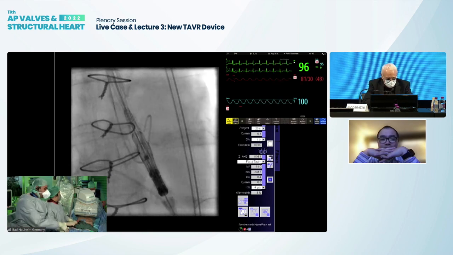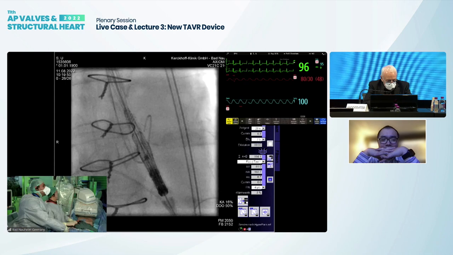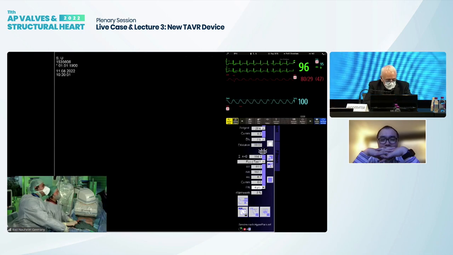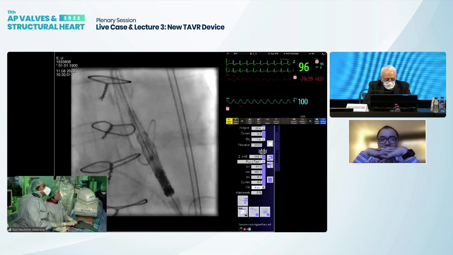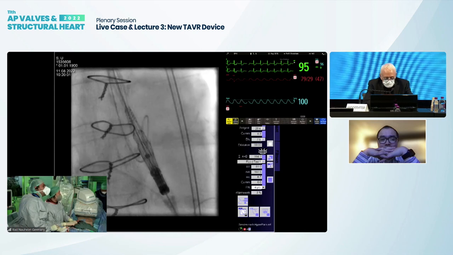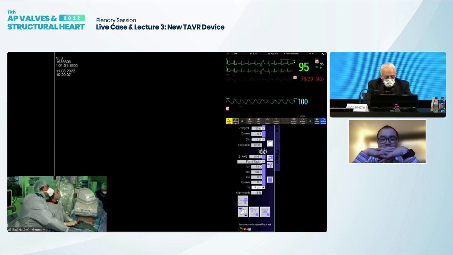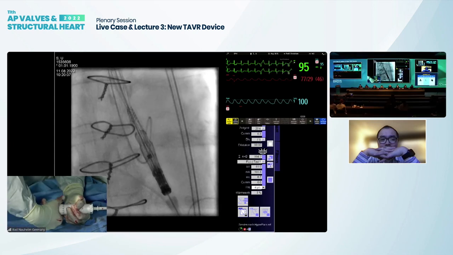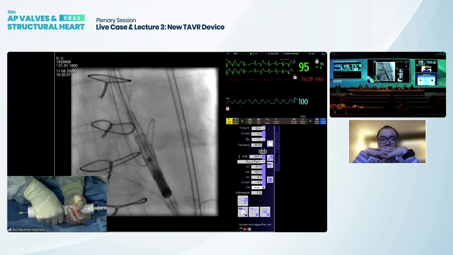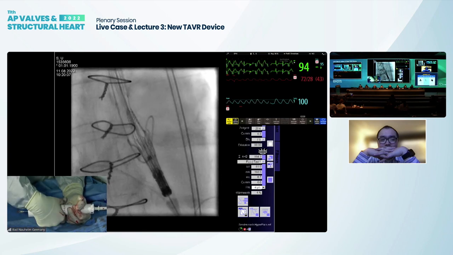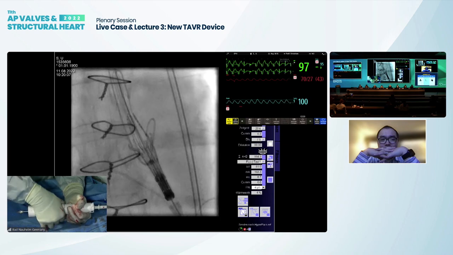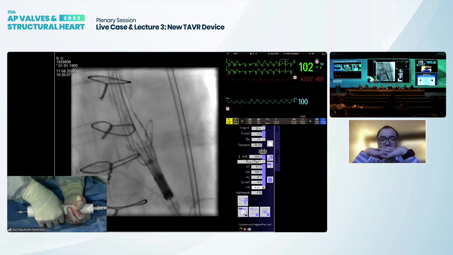Sorry about that. I assume that there is some aortic regurgitation. We have to do it a little bit faster, okay? We will start with step one, where we'll see the upper crown opening. And then now the upper crown opens, and then the stabilization arches.